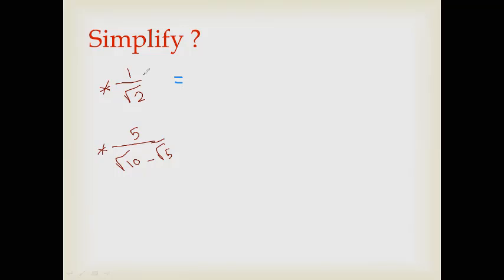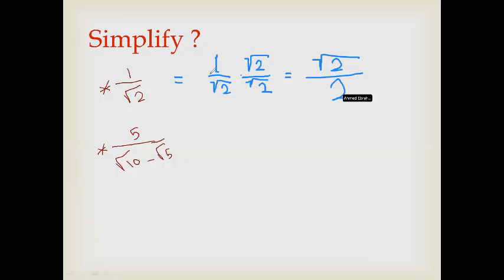1 over root 2. We know that a radical is not allowed in the denominator, so we will multiply in the numerator and denominator. So it will be 1 over root 2 times root 2 over root 2. So 1 times root 2 equals root 2, and root 2 times root 2 is root 4, and the root of 4 is 2. Great job, Ahmed. Excellent.